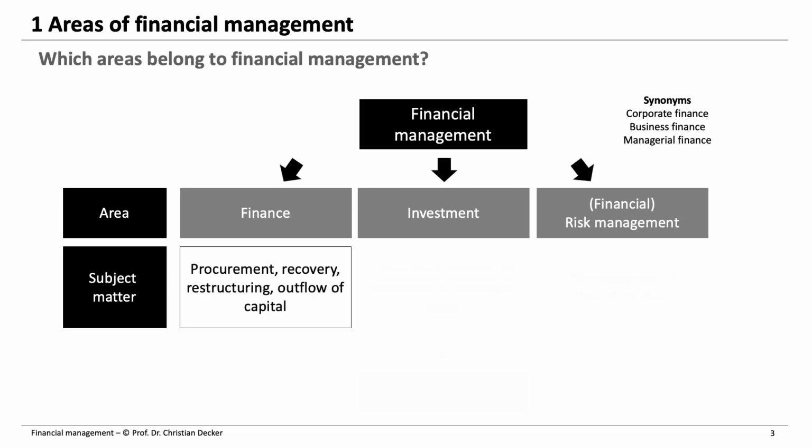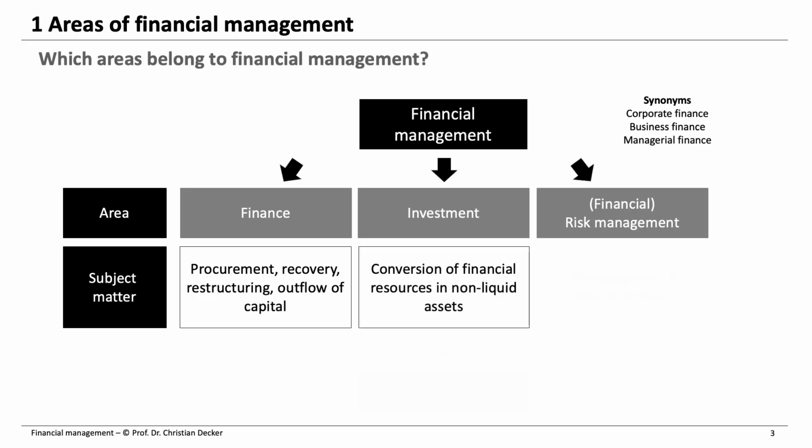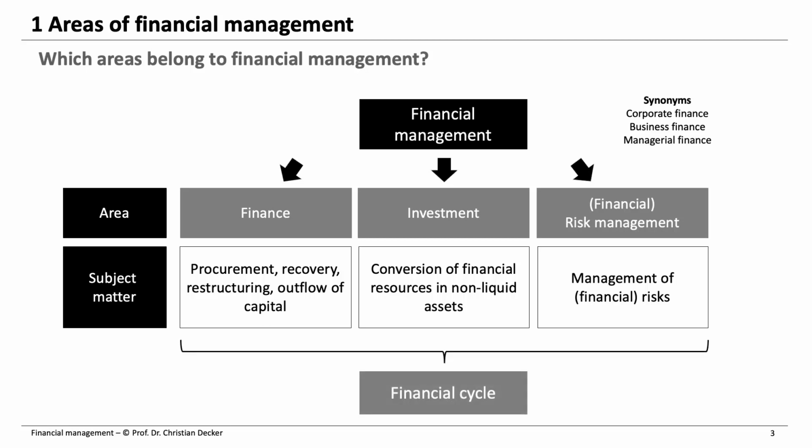Financing includes the procurement, recovery, restructuring, and outflow of capital. Investment entails the conversion of financial resources in non-liquid assets. The task of financial risk management is to manage financial risks. Occasionally, financial risk management is integrated into the areas finance and investment. Financial risk management is presented here in an isolated form to illustrate that it is also a separate part of financial management. Finance, investment, and risk management together enable the financial cycle, which is intertwined with the real economic area. The financial cycle will be examined in more detail in the following unit.